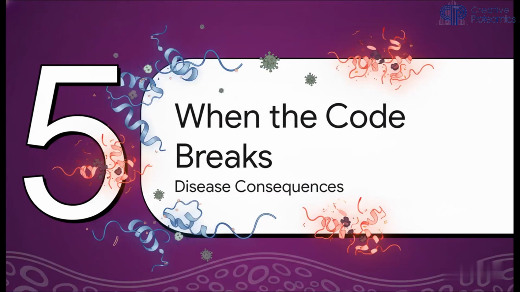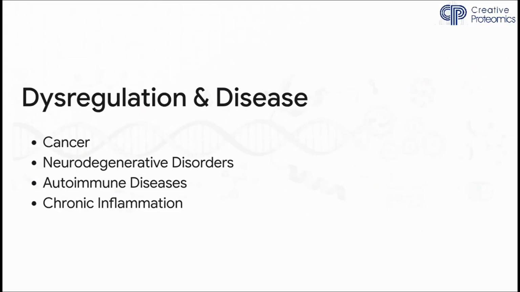So what happens when this precise, elegant code gets misread or just breaks down? Well, as you can probably guess, the consequences of this kind of dysregulation are severe. They actually form the molecular basis for some of our most challenging and devastating diseases. Yeah, when the ubiquitination system fails, the results can be catastrophic. Errors in this pathway are directly linked to the uncontrolled cell growth that we see in cancer. They're also implicated in that toxic pileup of proteins that leads to neurodegenerative disorders like Alzheimer's and Parkinson's, and even the chronic inflammation that drives autoimmune diseases.